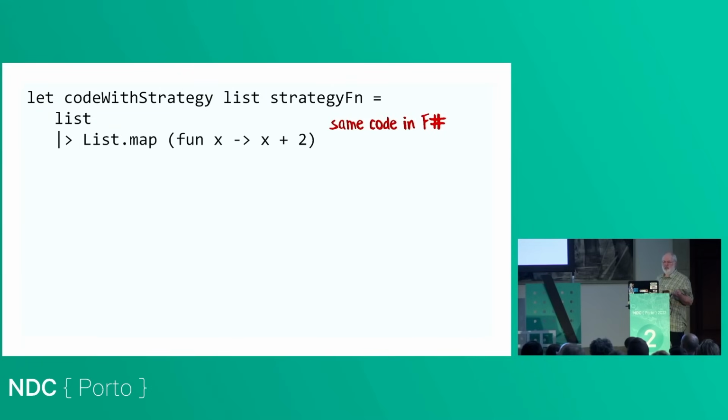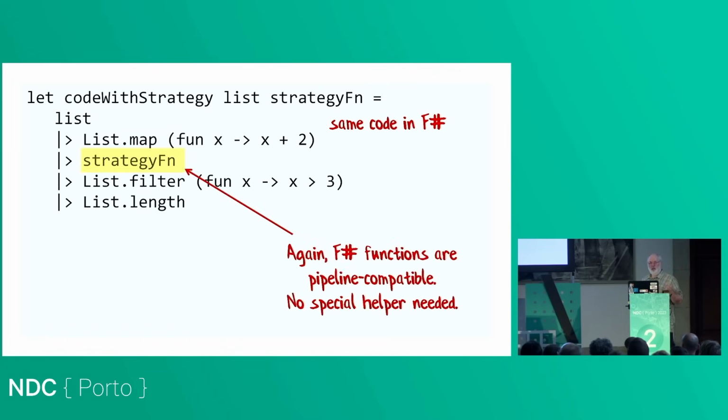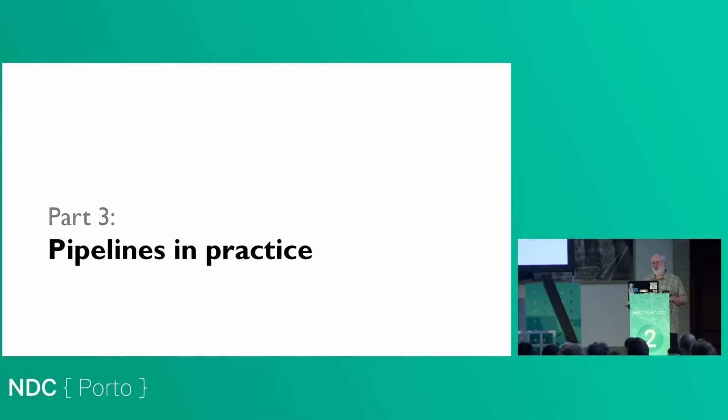Now in F#, here's the same F# code. With F#, as I say, all functions are automatically pipeline compatible, so I don't need the special helper to do this. So you can see, as I get more and more into pipeline coding, I'm going to be using more and more F# because it just gets kind of unwieldy with C#. So you can do it with C#, with extension methods and with helper functions like pipe, but as I get into more stuff, it's going to be more F#.